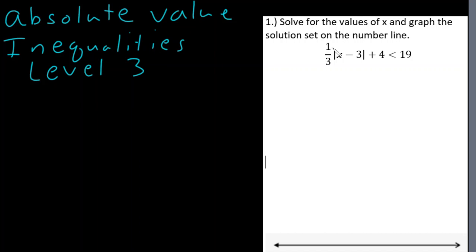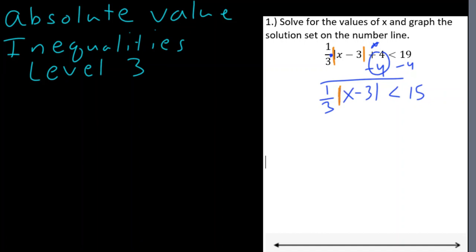Well, we have to get our absolute value bars by themselves. So, we ask ourselves, do I get rid of my multiplication or my addition first? And if you said addition, you would be right. So minus 4, and that zeroes out. We could say, okay, well 1/3 absolute value x minus 3 is less than 19 minus 4, which would of course be 15.